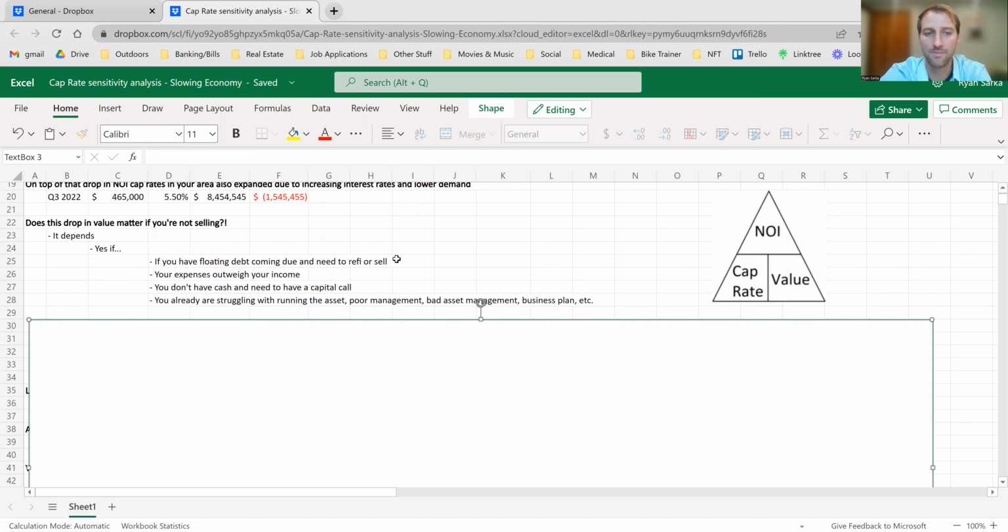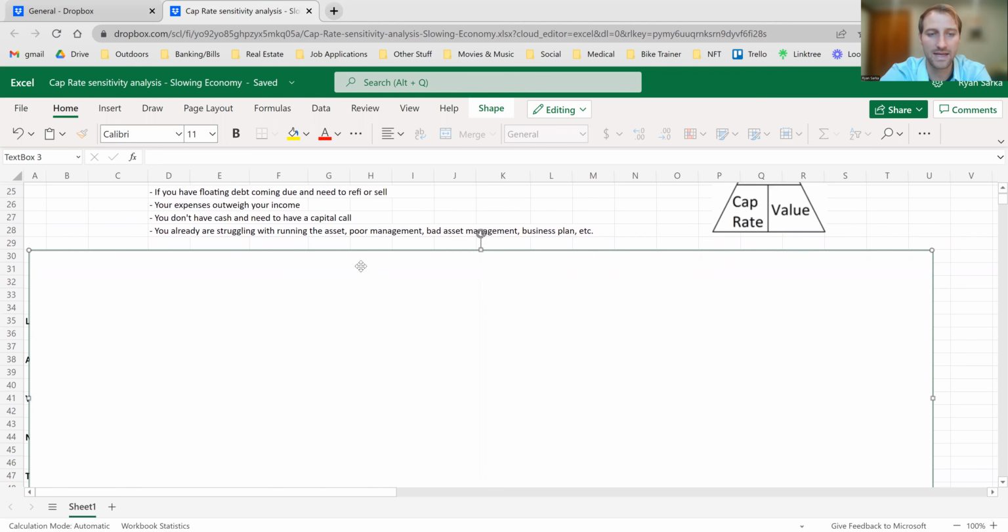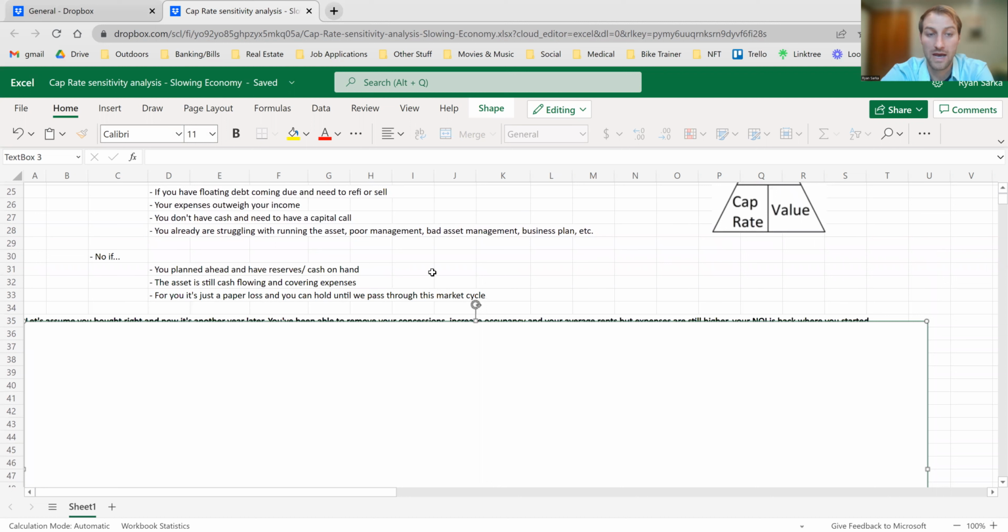Now, this paper loss may not be bad if you have enough money on hand, you have the reserves, you have the cash in the bank, you're able to cover everything still. If it's still cash flowing and it's covering your expenses, all of this might not be bad. It's just a paper loss, and we're going to hold through this market cycle.